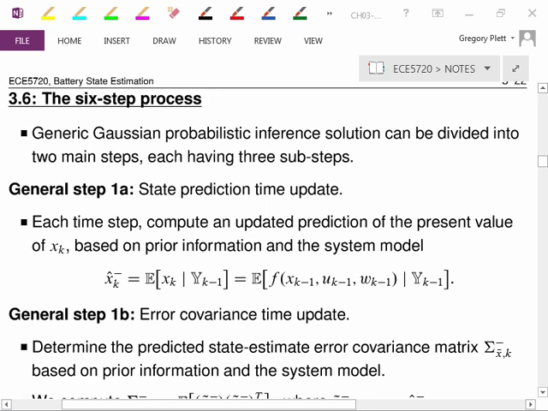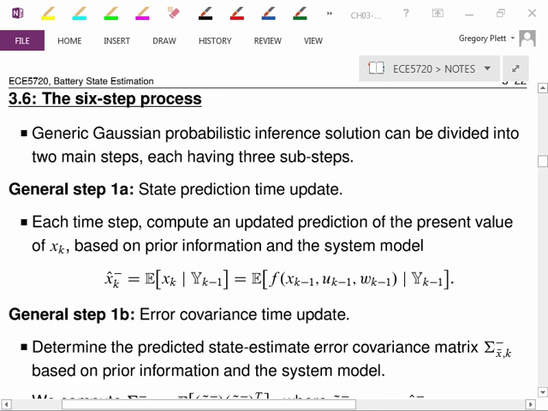So you might want to refer back and forth to the notes in the last section and this section as we go along, especially the summary pane that we had at the bottom of topic 3.5. So every time step, the first thing we do, general step 1a, is to predict what we think the state of the system is right now based on past information.